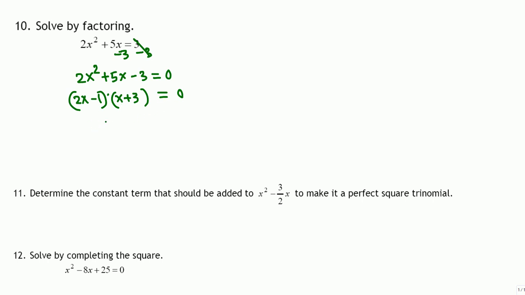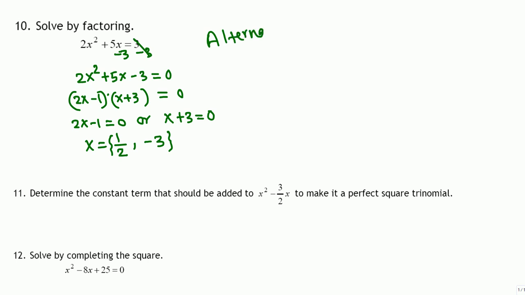Then by the zero factor property, either the first factor 2x minus 1 equals 0, or the second factor x plus 3 equals 0. From this factor we solve for x: add 1 to both sides and divide by 2. Then x is 1/2. Subtract 3 from both sides, so x equals negative 3. So 1/2 and negative 3. Okay, these are the answers. If you find this factoring difficult, then there is an alternative way to do it.